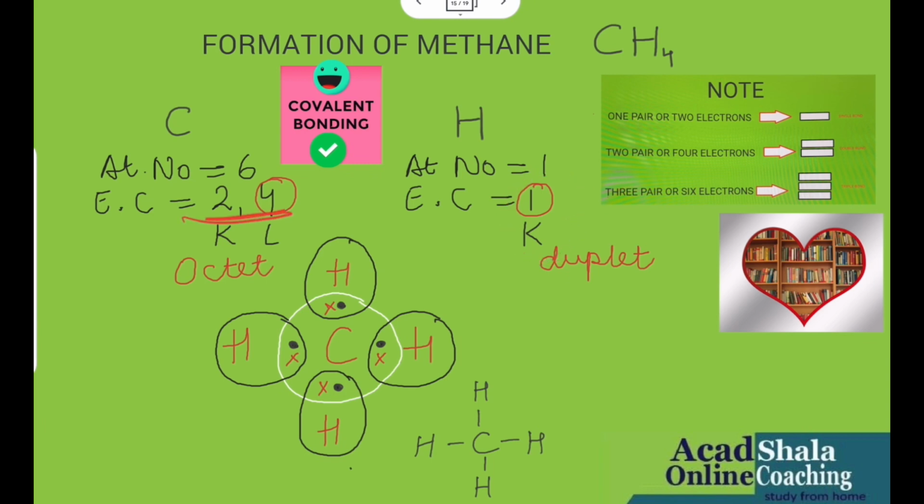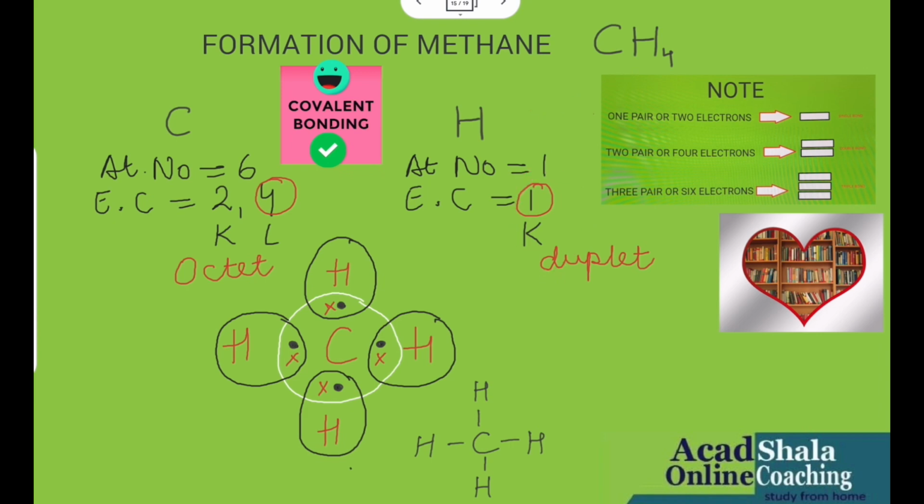In carbon we have two shells, K and L, and we have to work only with the outermost shell, that is the valence electrons. Valence electrons in carbon are 4. Valence electron in hydrogen is 1 only because it has one shell only.